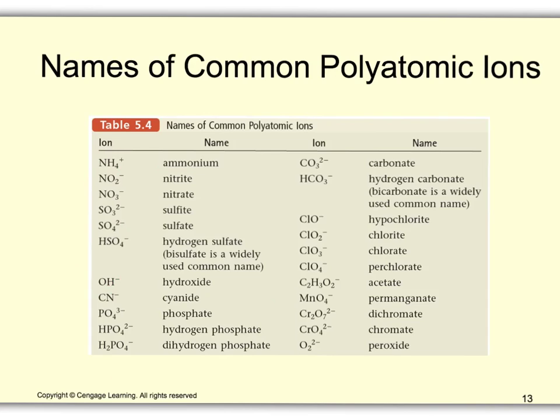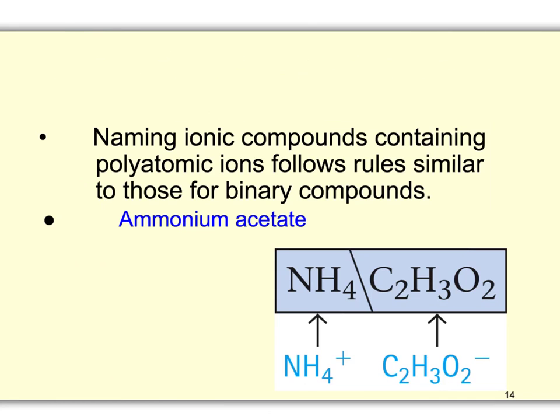Now we will use these in our upcoming examples. When we name a polyatomic compound, we're going to name it just like we would a binary compound. So we look this right here up, and we look from our previous chart, and we know that NH4 stands for ammonium, so we would write down the word ammonium. We would find the C2H3O2 on our chart, and that stands for acetate, and so we would simply name this ammonium acetate.